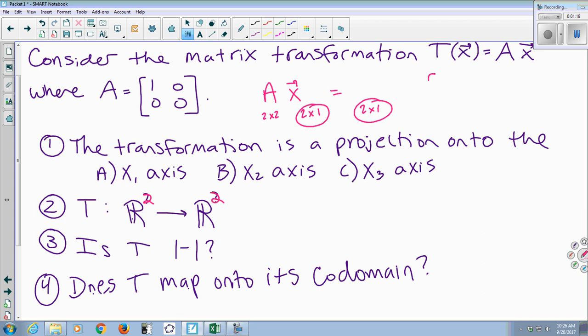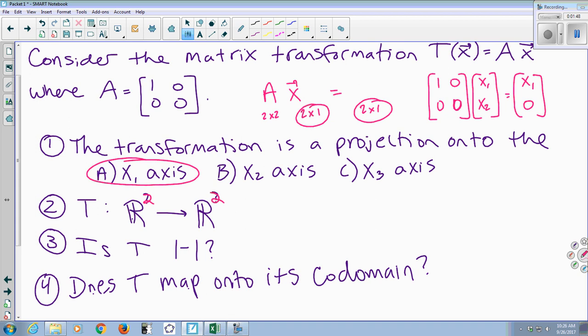So if I multiply my A matrix 1, 0, 0, 0 times a random x1, x2, then my output should be 1 times x1 plus 0 times x2. That's my first one, x1. And then, oh, whoops, that's supposed to be a 0. And then 0. So that's going to be a projection onto the x1 axis. It takes any vector in R2, x1, x2, and it projects it onto the x1 axis.